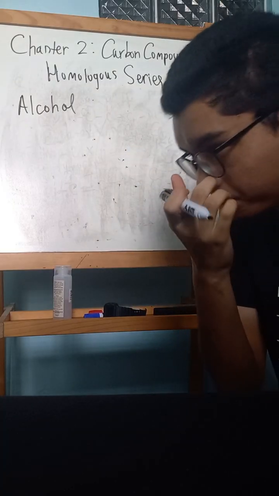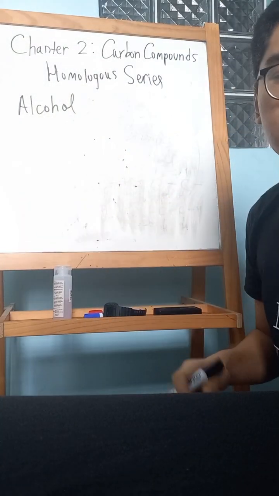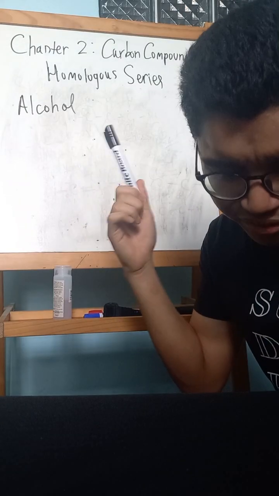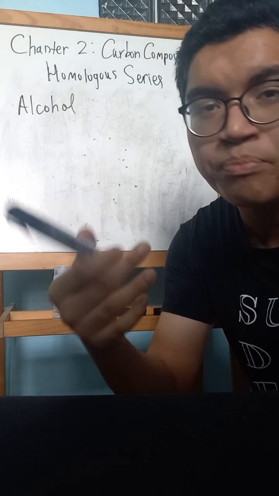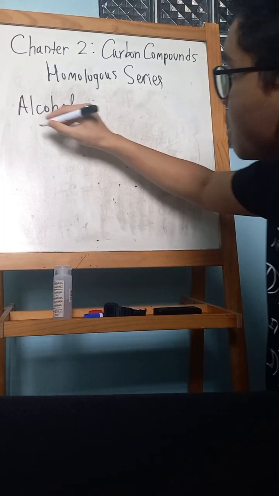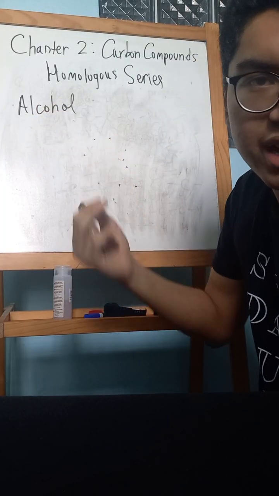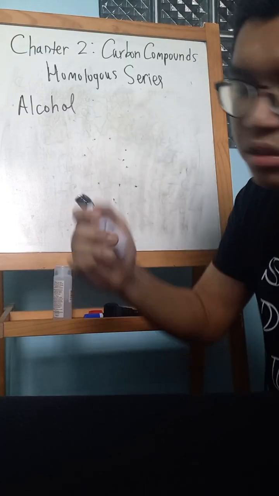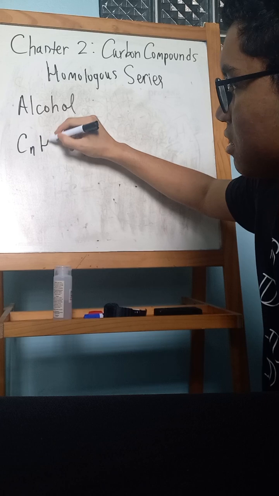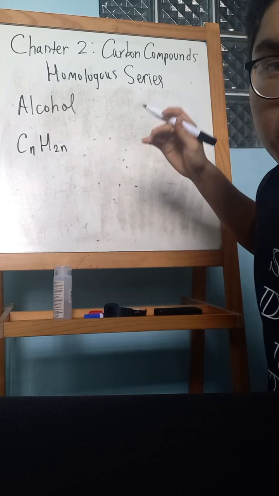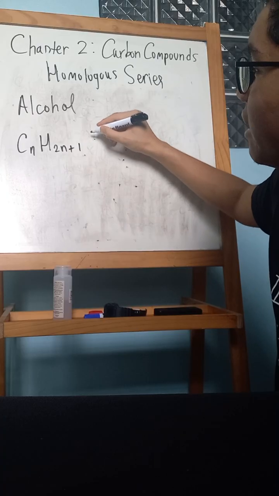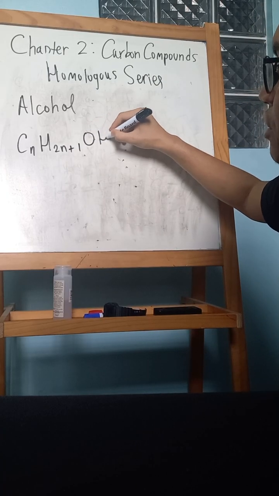Now alcohol. Alcohol is a special case. See, instead of being, after alkane, alkene, alkyne, we move on to non-hydrocarbon territory. So alcohol has oxygen in it. I'm going to tell you how. Basically, the general formula is like this. 2N, but instead of plus minus 2, it's plus 1, and then there's an OH at the back.